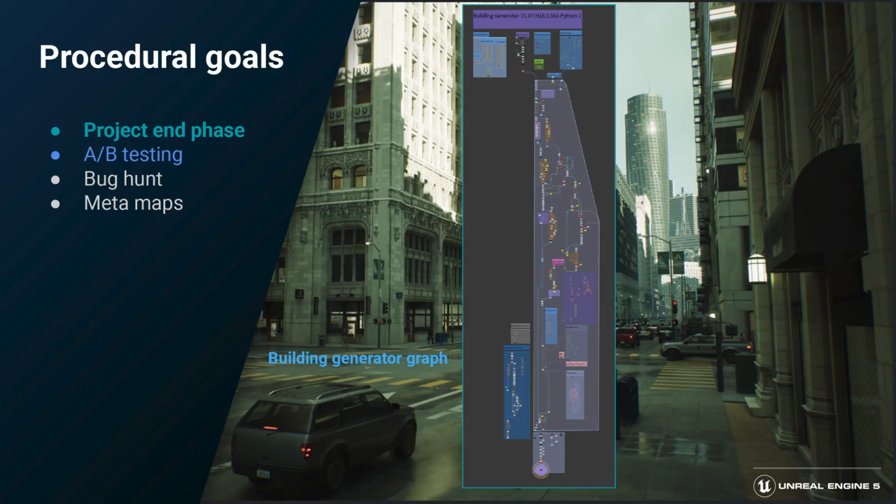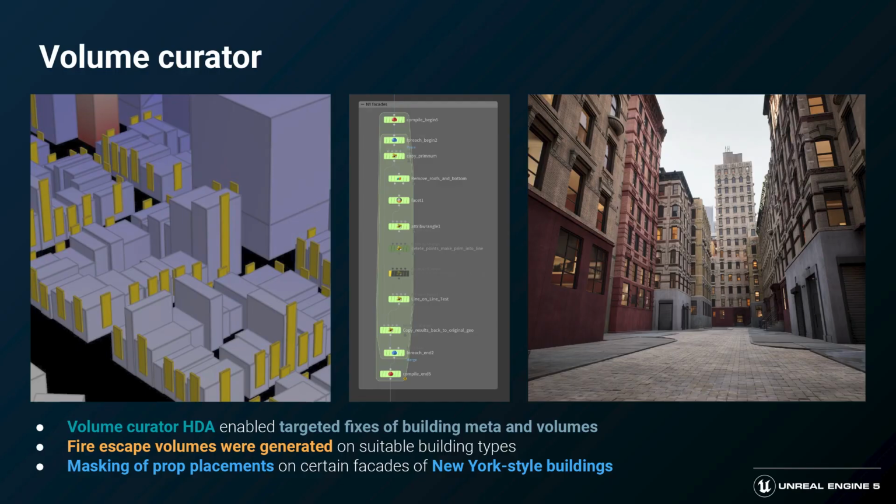As we entered the end phase of the project, the building generator graph looked like this. The volume curator pass just before the building generator allowed the generation of override volumes to place fire escapes. A masking scheme was used to populate fire escapes only on certain building groups and styles. It also allowed directed prop placement via primitive groups. Example, no props were placed in the Brooklyn-style courtyards.